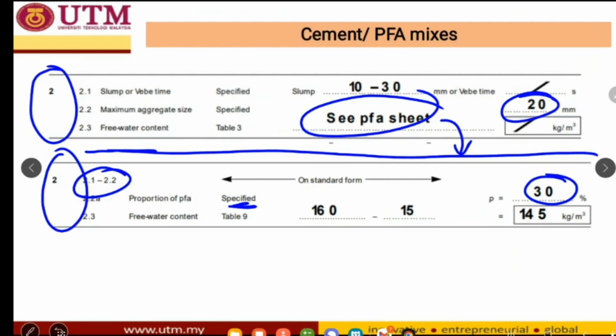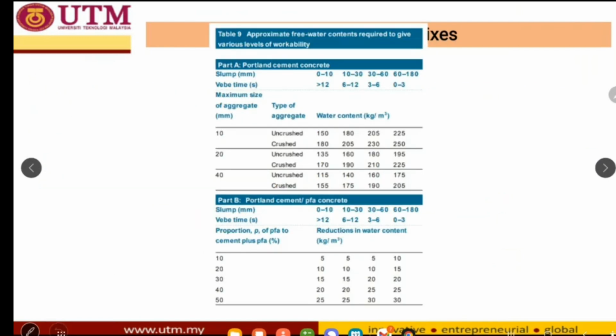From the free water content, we have to refer to table 9, which is this one. These are the approximate free water contents required to give various levels of workability. If we are using 10 to 30 mm of slump, the maximum aggregate is 20, and we are using uncrushed, the approximate free water content is 160.